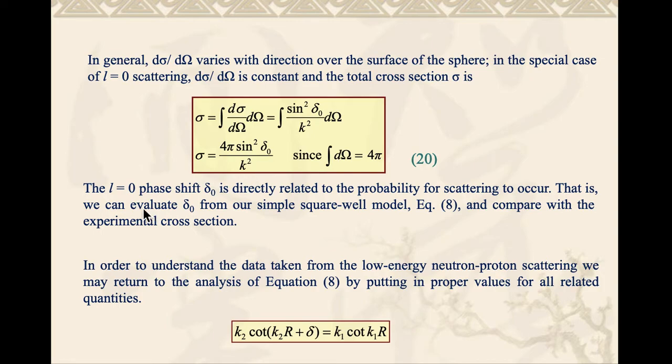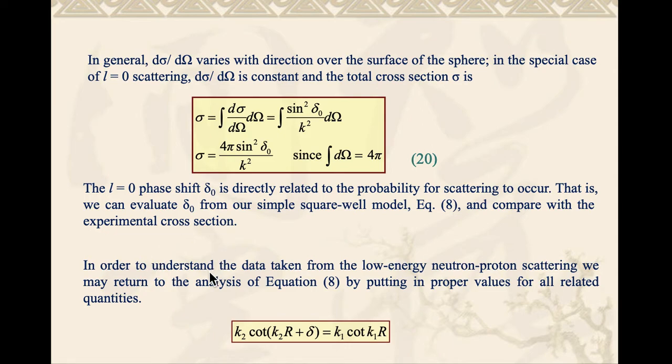The L equal to 0 phase shift delta 0 is directly related to the probability for scattering to occur. That means there is a direct relation between delta 0, the phase shift, and the total cross section. Total cross section means the probability for scattering to occur. That is, we can evaluate delta 0 from our simple square well model, which we have already discussed, and compare with the experimental cross section.